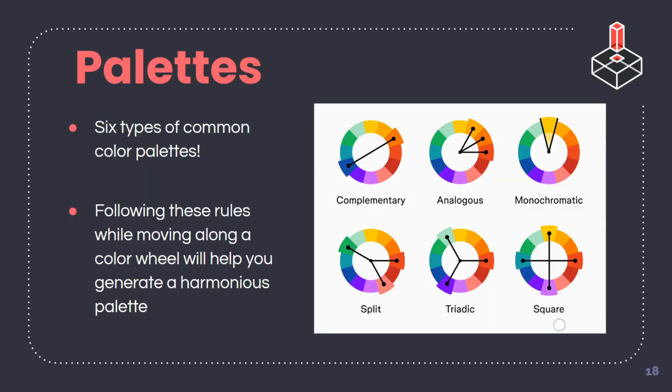Okay, so we're moving on to talking about palettes. There are 6 types of common color palettes you'll see in art and by extension in character design. Following these palettes or rules while moving along a color wheel will help you generate a harmonious palette. The 6 palettes we're going to talk about are complementary colors, analogous, monochromatic, split complementary, triadic, and square. Almost all art is going to fall into one of these. If you see a painting, it's probably one of these because these are the types of colors that look good to the eye when they're together.